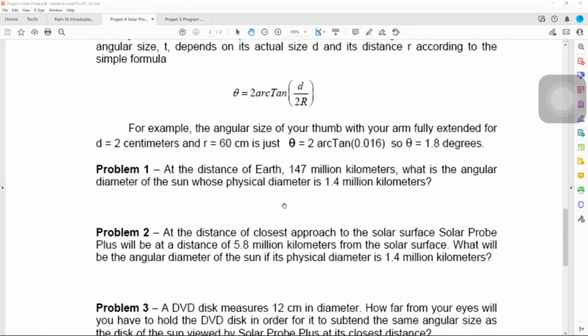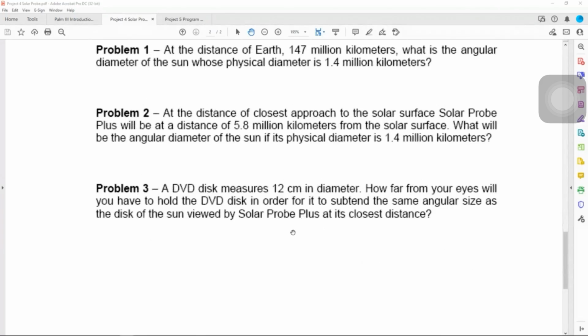And so that means, again, it's just problem one. The only thing that changes is the distance, which is 5.8 instead of 147. Big deal. However, the third one is like a reverse operation. They say, imagine you had that angular diameter. Which one? The one from problem two, whichever angular diameter you got in problem two, whatever that value is, right?